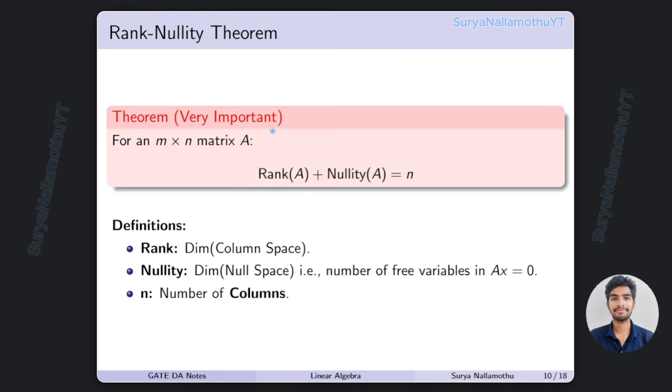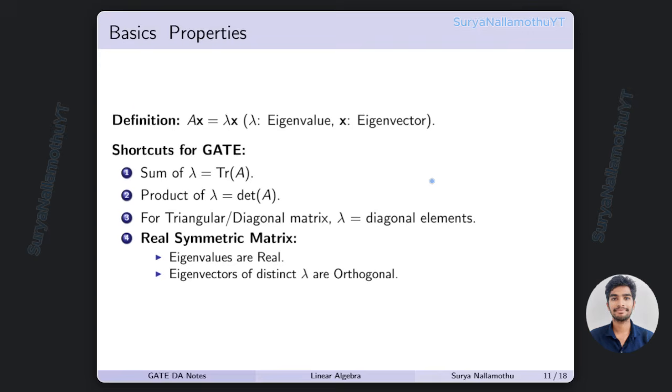Here is a very important theorem, the rank nullity theorem. Rank of A plus nullity of A is equal to n. It is used for some specific problems. Next, basic properties. Ax is equal to lambda x, for finding the eigenvalue. So you need to apply that at this point.